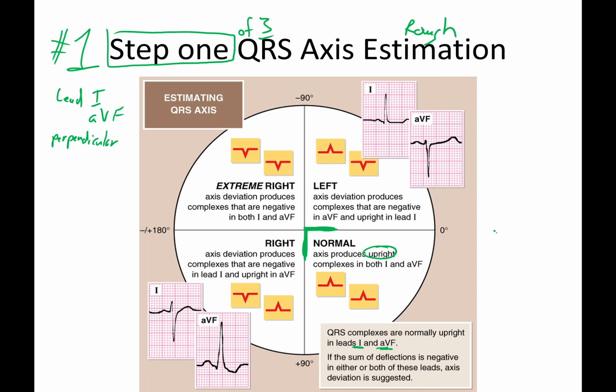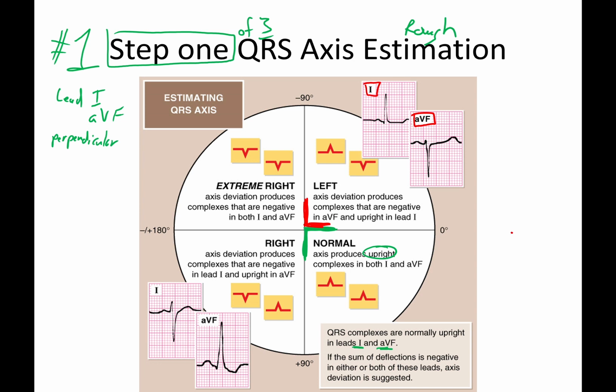If I wind up having lead 1 and AVF, who are upright and down, so up-down pattern, that will very, very likely mean that the mean QRS is going to be a left axis deviation in this quadrant. It may still be normal, because remember how normal can be as far as -29, but in general, up and down makes me look in this quadrant, or will help me decide that the mean QRS is in that quadrant.